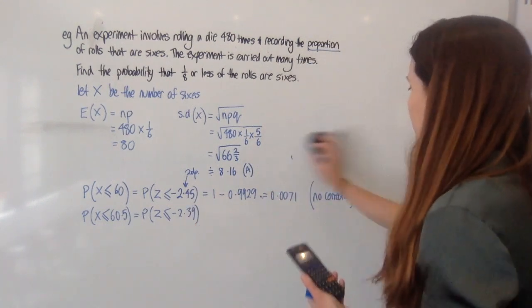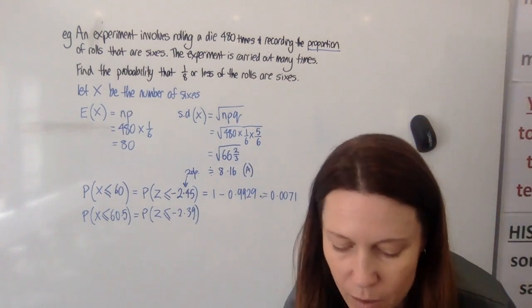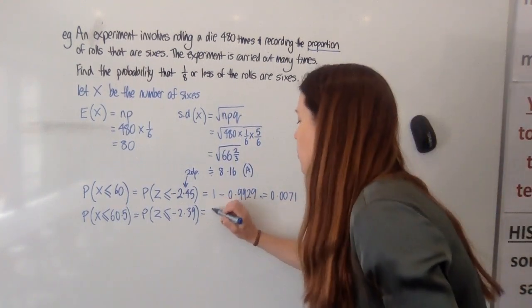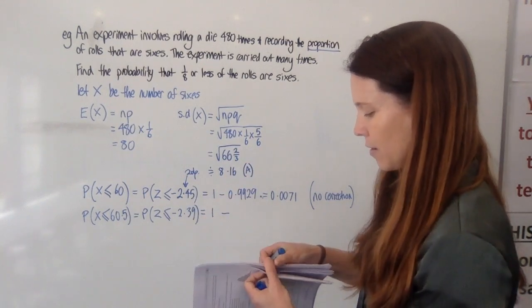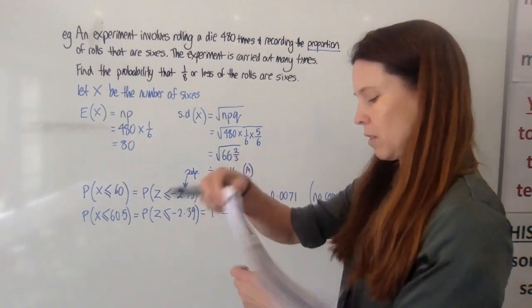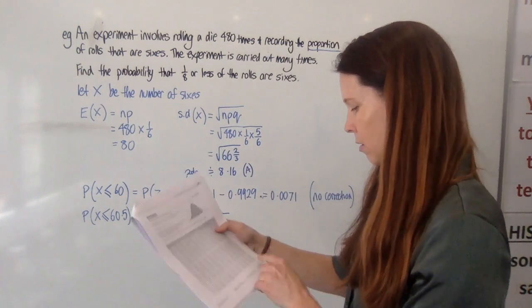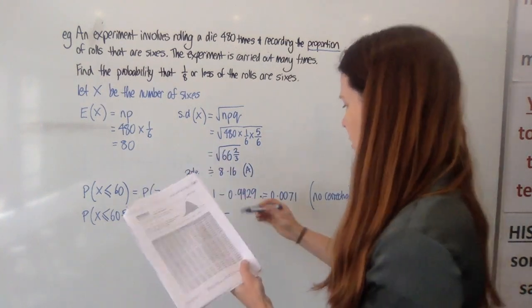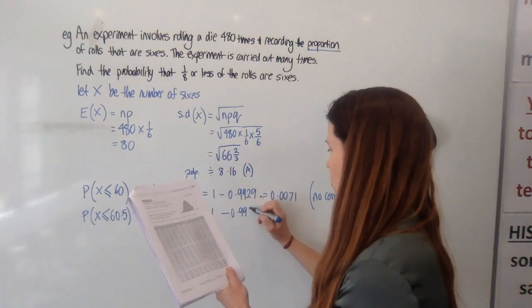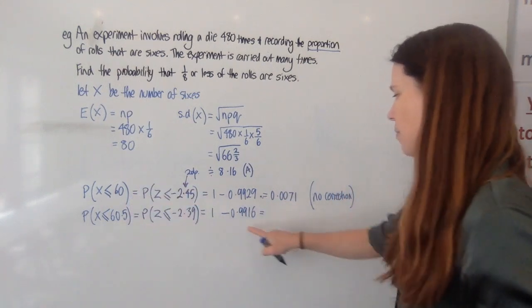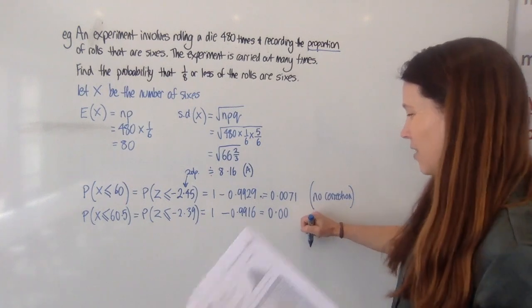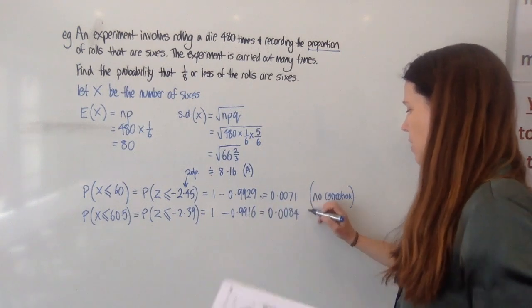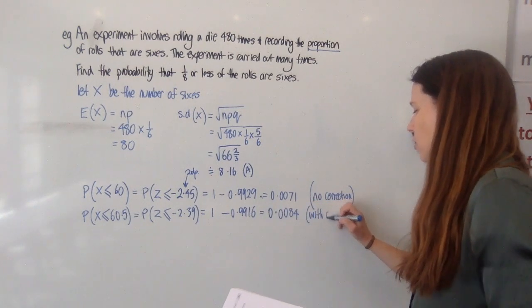So now looking at my z-score table again, obviously it's going to be 1 minus whatever I find on my z-score table. 2.39 is 0.9916. So that's going to make it just slightly more likely here, 0.0084. And this is with the continuity correction.